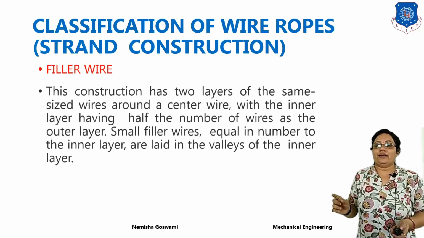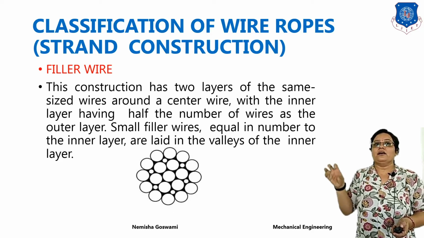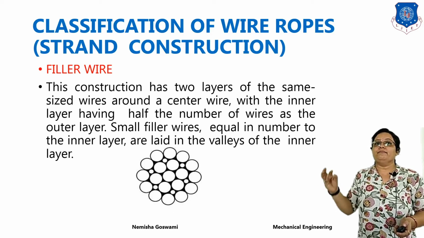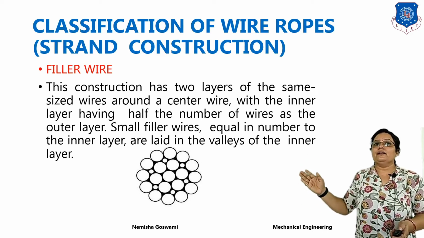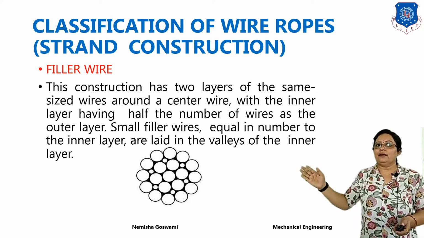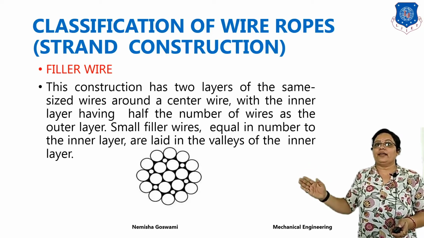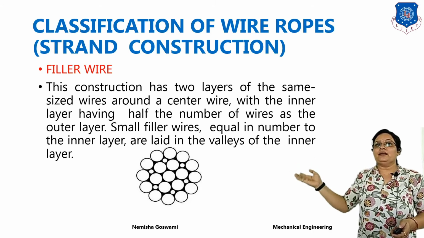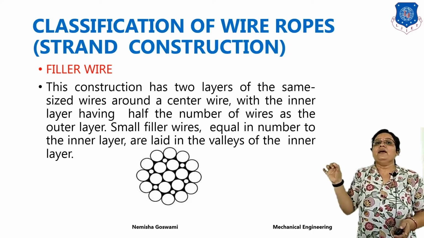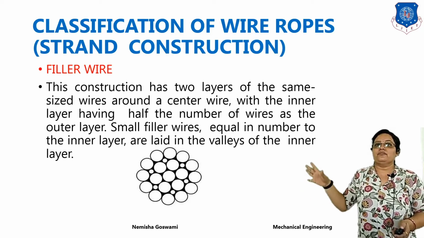Next is the filler wire. Filler wire means we have some small wires that fill the middle layer. You can see here there are 2 layers, outer layer and inner layer. The number of wires in the inner and outer layers are different, and the diameters of inner and outer layer wires are the same. In between the inner and outer layers, we have filled in some smaller diameter wires. This is known as filler wire.